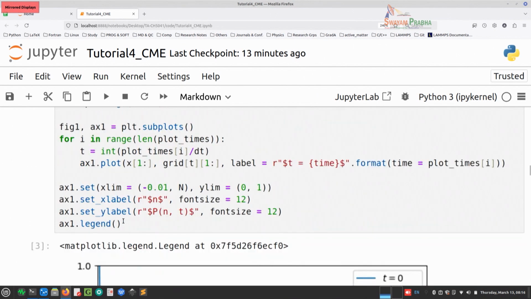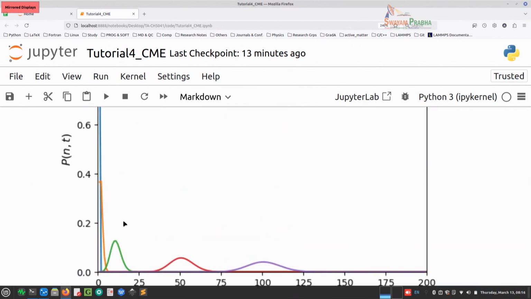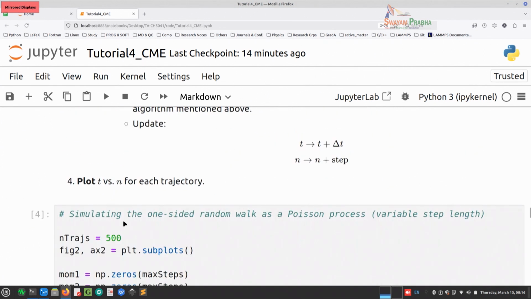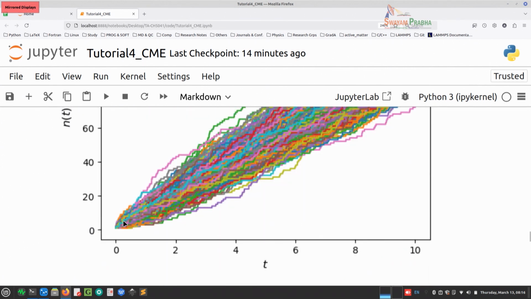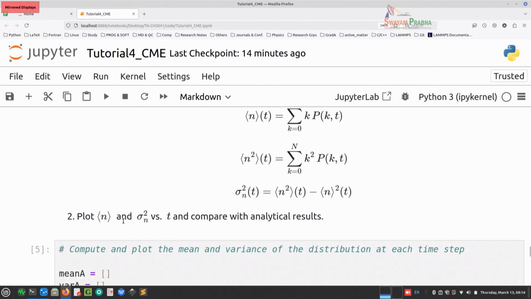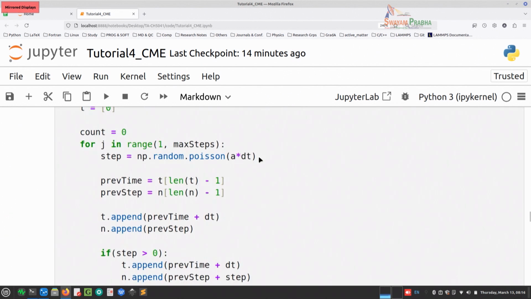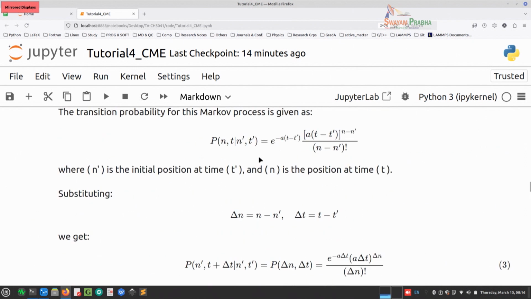And now, what we can do with this data, once we have these distribution functions, is get the mean and standard deviation at any given time. For example, we use this kind of formula. If you want to get the mean and standard deviation, you know P of n comma t at any given time, and then you can apply these formulas to get all the statistical quantities from that P of n comma t. This is one exercise you should do.